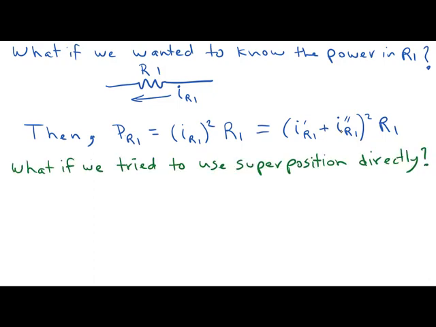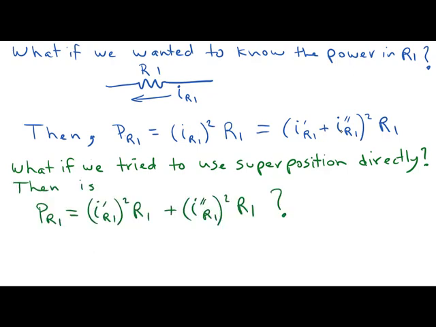But let's say we tried to use superposition directly. What could that look like? Well, then we might think, okay, we can just find the powers individually. So we might say, oh, I prime R1 squared times R1 plus I double prime R1 squared times R1. And is that the power? Is that correct?